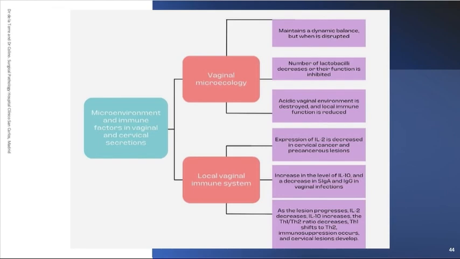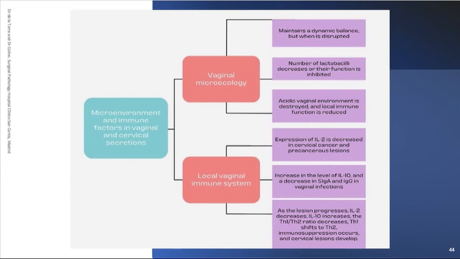Vaginal microecology, with its main components being Lactobacillus vaginalis and the microbial flora, under normal circumstances maintains a dynamic balance. But when this balance is disrupted, the number of lactobacilli decreases or their function is inhibited. The acid vaginal environment is destroyed, hypoxia occurs, local immune function is reduced, the antitumor effect weakens, and cervical lesions are prone to occur.